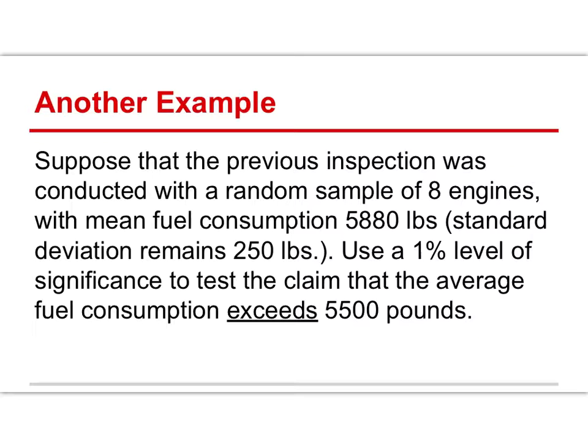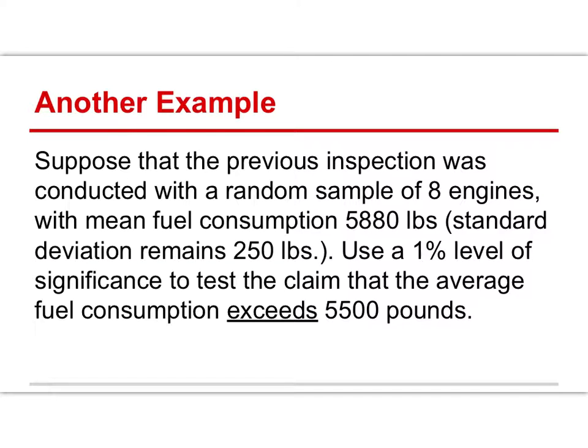Let's do a related example. Suppose that the previous inspection was conducted with a random sample of 8 engines with a mean fuel consumption of 5,880 pounds. We'll say that the standard deviation is still 250 pounds. Use a 1% level of significance to test the claim that the average fuel consumption exceeds 5,500 pounds.